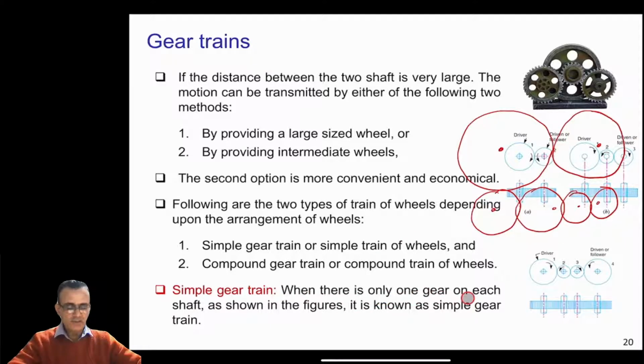When there is only one gear on each shaft, as shown in the figure, it is known as a simple gear train. In this case, you can see that there are only two gears. In this case, there are three gears. In this case, there are four gears. And in all these cases, on each shaft, there is only one gear. So this is what we call the simple gear train.